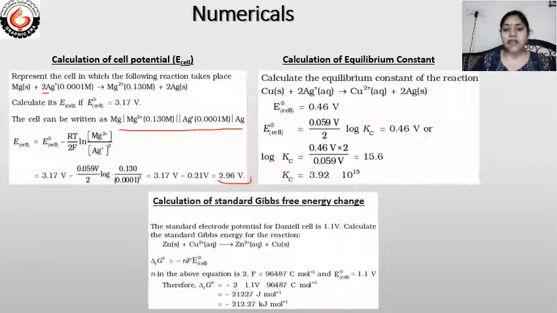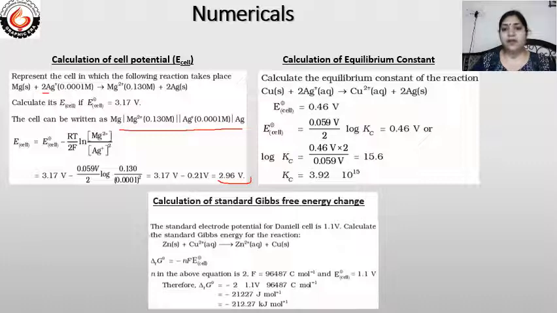The second type of example is the calculation of the equilibrium constant. It is related to the equilibrium constant where the E cell value will become 0, because at equilibrium the forward and reverse reactions will be equal, and in place of Q we will put the Kc. So this is the example which is given here.